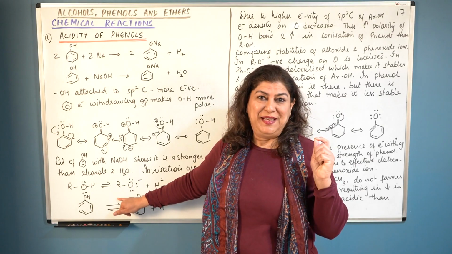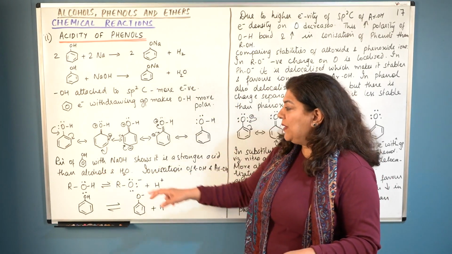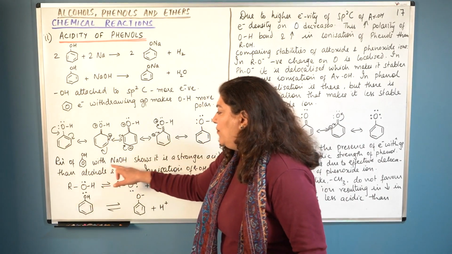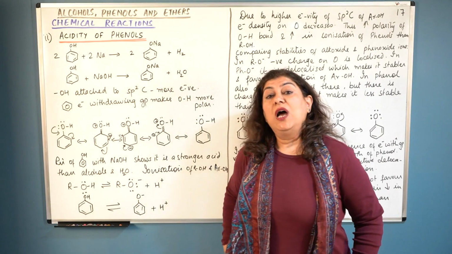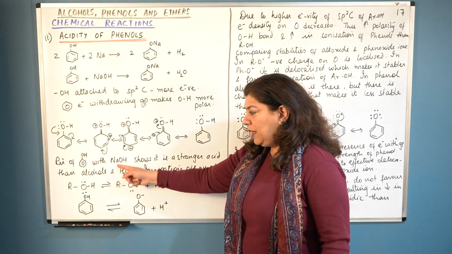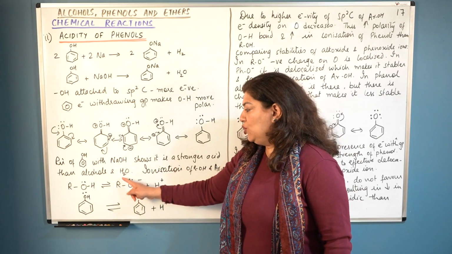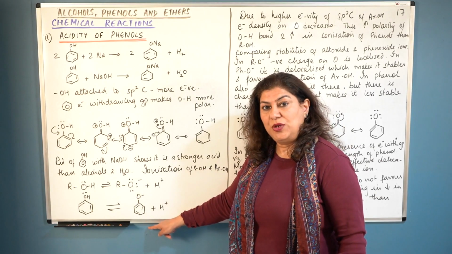water. And if we now try to understand this statement again, that the reaction of phenol with NaOH shows that it is a stronger acid than alcohols and water. How would you know that it is a stronger acid than alcohols and water? Make it react with sodium hydroxide. You will get the phenoxide ion, that is sodium phenoxide.